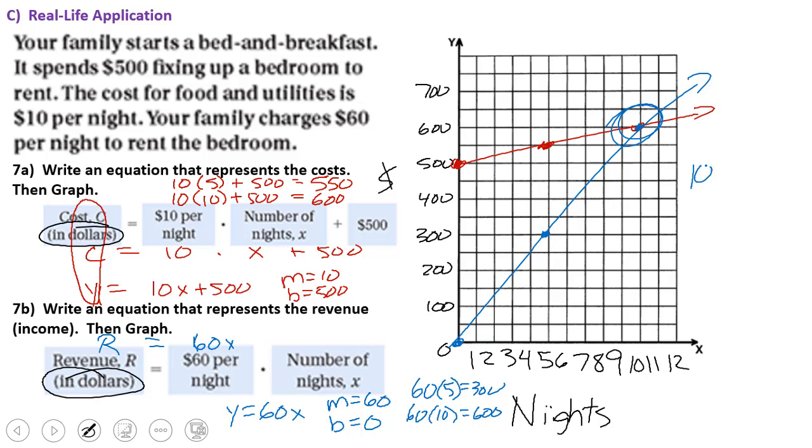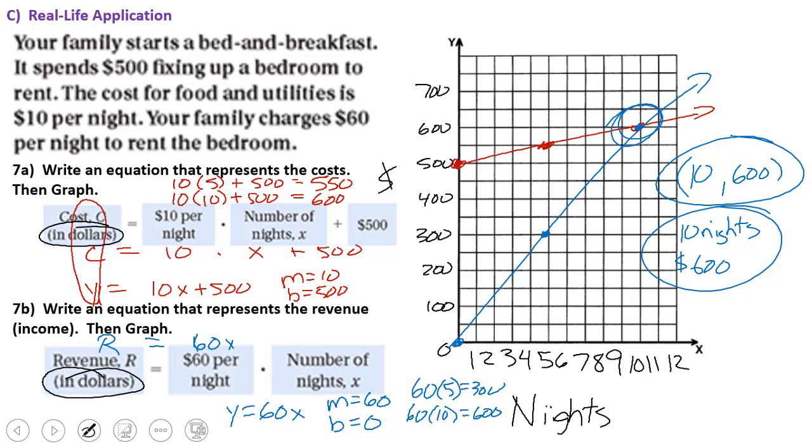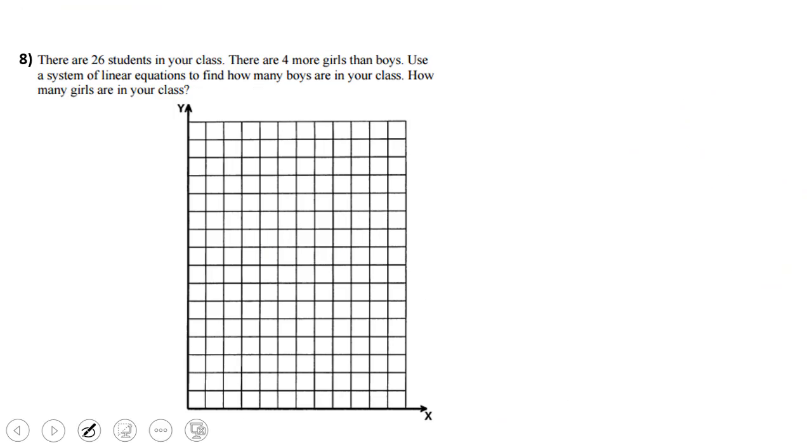So our ordered pair solution, 10, 600, that represents 10 nights, $600, the break-even point. Anytime over 10 nights, so when we rent our 11th night, we're going to put money in our pocket. We're not paying off the cost of fixing that room anymore. We're only paying the $10 per night. So if we rent it for $60 and it costs us $10 for food and electricity, we're putting $50 into our pocket. So let's go to our next example.